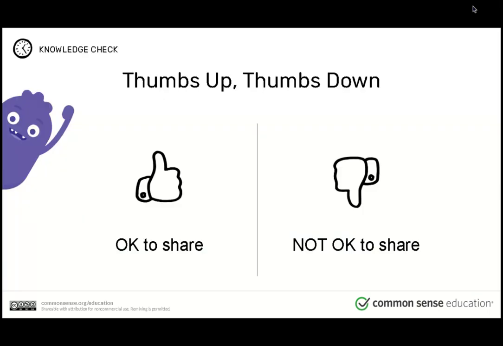We're going to do a quick knowledge check to see if you know the difference between personal information and private information. I know I can't see you, but please just play along at home. I'm going to read some examples of things you might share online. If you think it's okay to share, so it's personal information, show a thumbs up. If you think it would not be okay to share and that it's private information, show a thumbs down. We'll see the answers in just a few moments. Here we go. Thumbs up if it's okay, thumbs down if it's not.